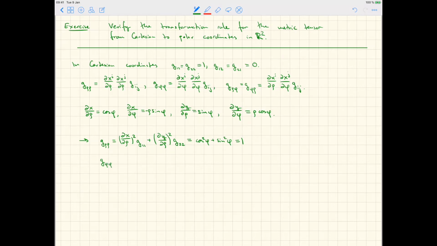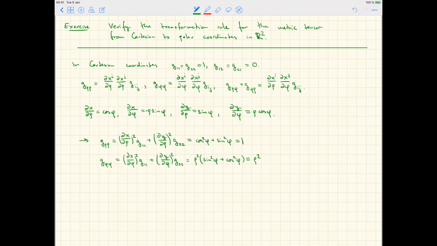For the phi phi component of the metric tensor in polar coordinates, we obtain dx d phi squared g11 plus dy d phi squared g22. Again, using that g11 and g22 are equal to 1, this is equal to rho squared multiplied by sine squared phi plus cos squared phi, which again is equal to 1, so this is equal to rho squared.